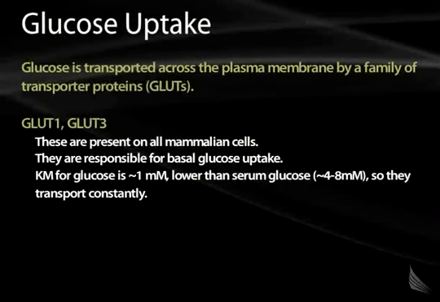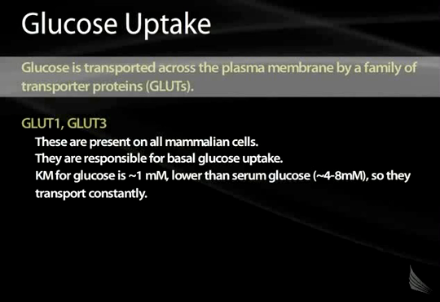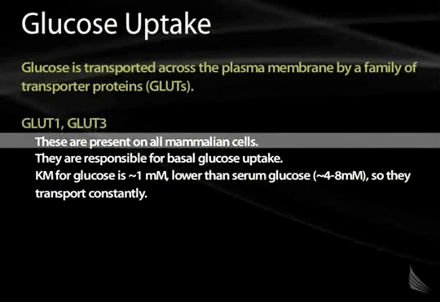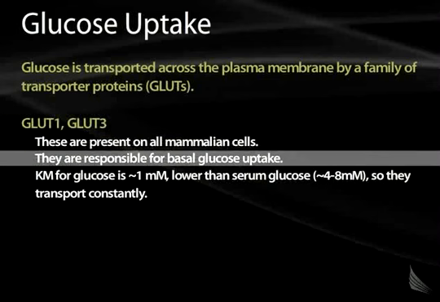Now, the first thing that we have to do with serum glucose is we've got to figure out how to get that serum glucose into cells. And this is a very tightly regulated process. Glucose is transported across the plasma membrane of cells by a family of transporter proteins that have the name GLUT. All of these things are called GLUT plus some number. GLUT1 and GLUT3 are transporters that are present on all mammalian cells, and they're responsible for basal glucose uptake.